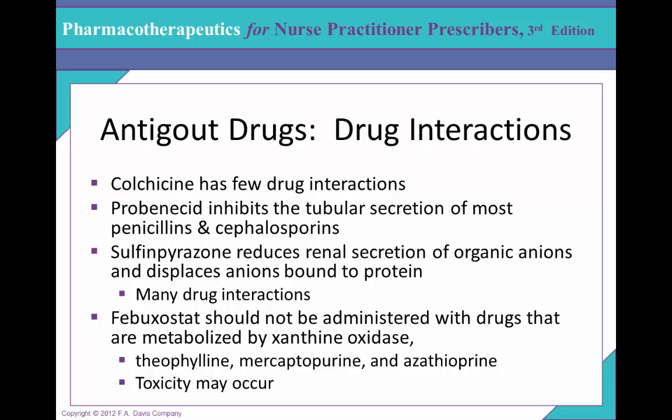As you recall, a highly asked question on board exams is that probenecid inhibits tubular secretion of penicillin and cephalosporin, and this is the reason why it's an adjuvant treatment for many infectious diseases when you're planning to treat with penicillin or cephalosporin. Sulfinpyrazone is a uricosuric, reduces renal secretion and displaces the bound protein, so it will decrease the inactive drug in plasma. Remember that any time a medication is a xanthine oxidase inhibitor, it could compete with other medications that have the same mechanism of action, for example theophylline in asthma, and this could create toxicity.